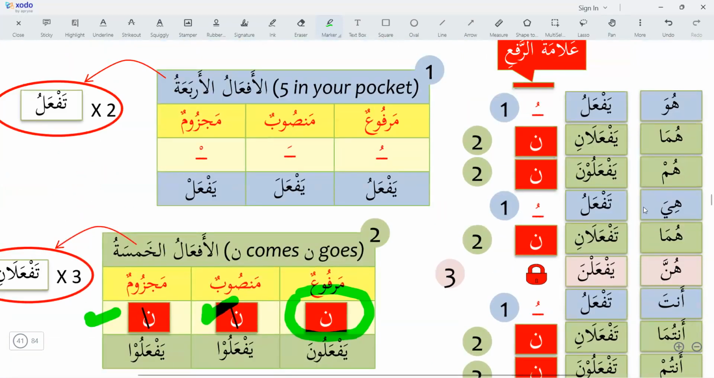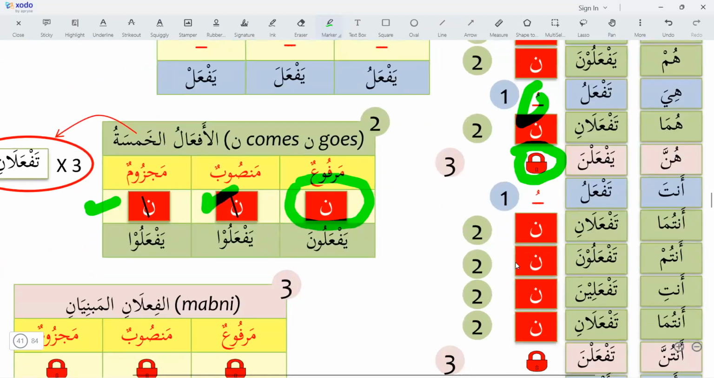So here you can see wa yafalu. This is in the nominative case, and this is marfu. Dhamma is alamte marfu. Noon is alamte marfu. Dhamma is alamte marfu. Noon is alamte marfu. And hunna yafalna, it is mabni. It will not change.